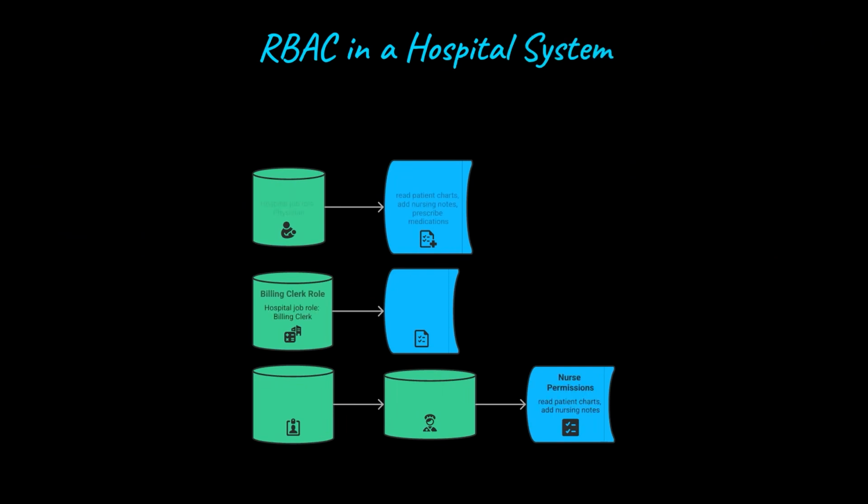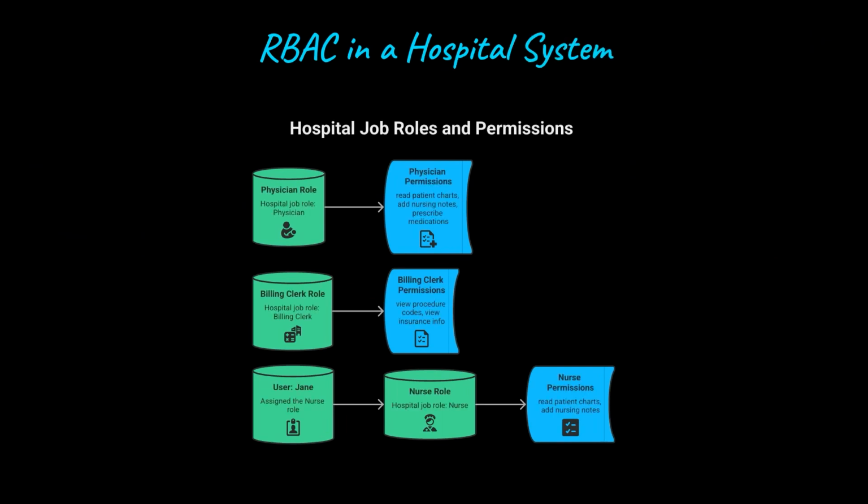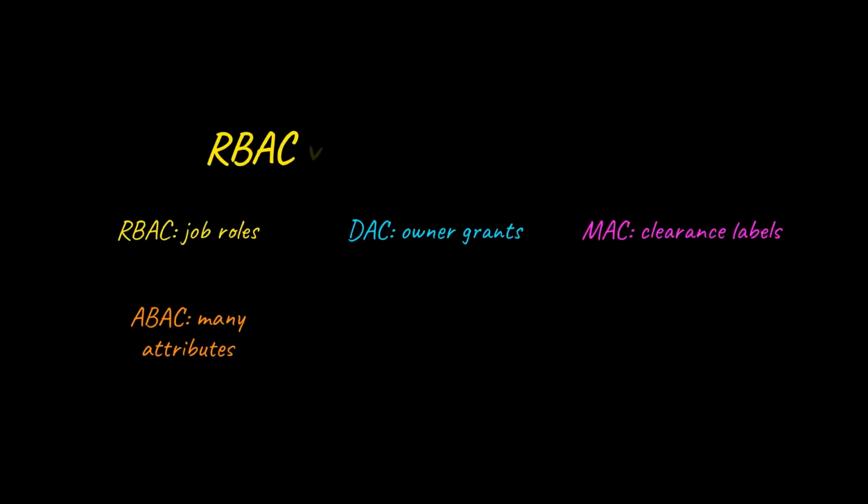In a hospital's electronic health record system, each job category maps to a role with tuned permissions. A nurse can read charts and add notes but cannot prescribe. A physician can do all of that plus place prescription orders. A billing clerk sees financial data but never clinical notes. When Jane is promoted, her access changes with a single role reassignment.